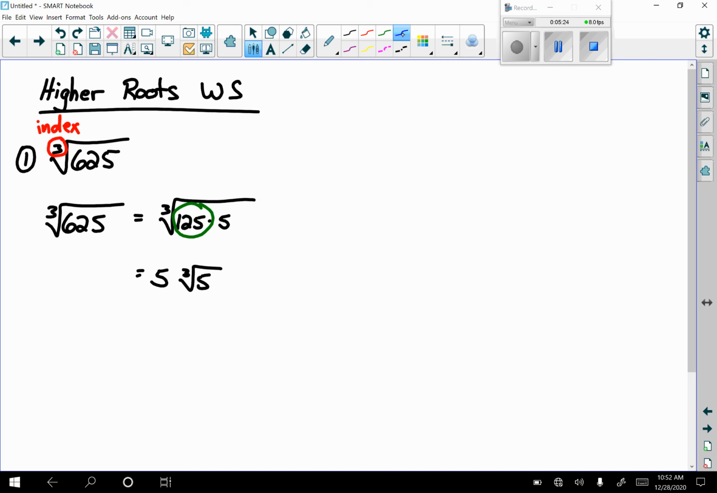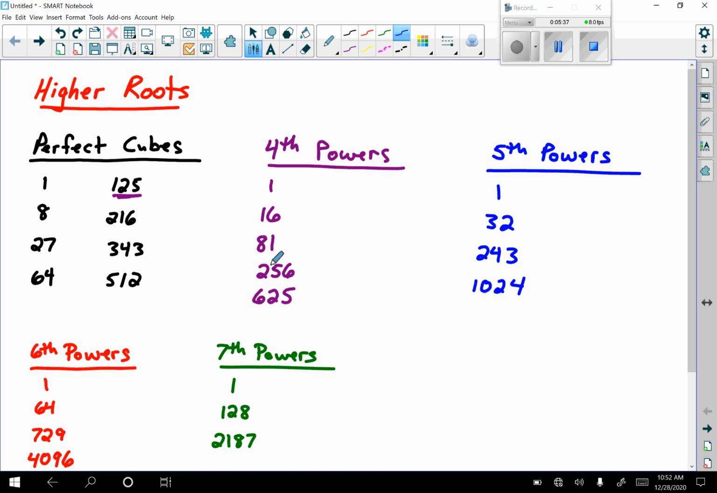Let's go next to number 7. Here we have a negative 4 times the 4th root of 96. So as I go back to my reference list here, I'm looking at the 4th powers, and I'm just going to look at this list.